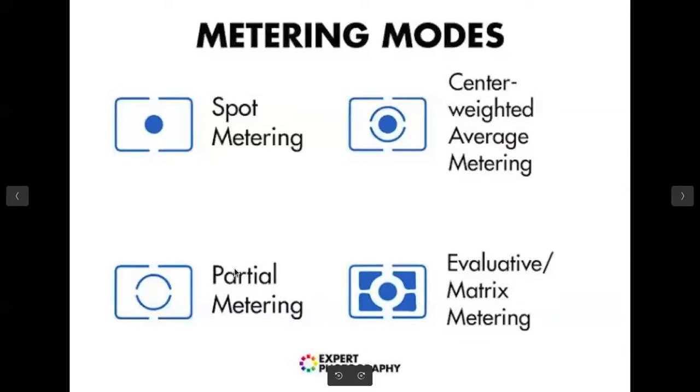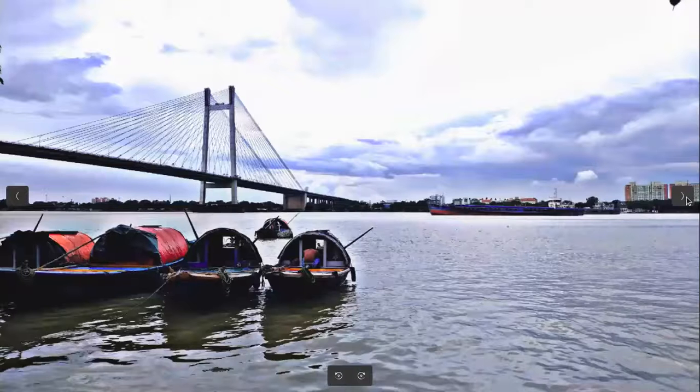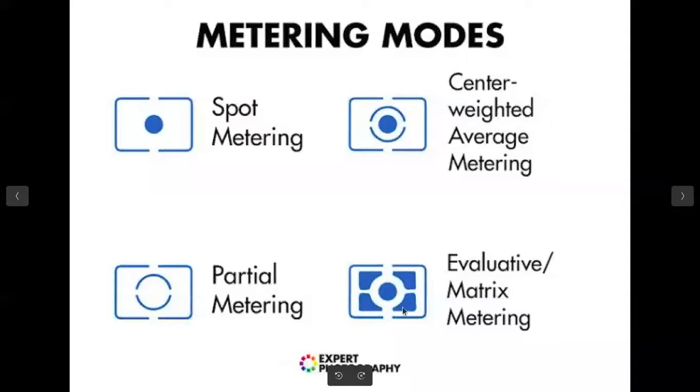And partial metering we will be discussing a bit later, maybe after 5-10 minutes. So we have discussed these different types of metering modes: evaluative, where all the points will be considered; spot, where only a single point will be considered; and center weighted, where the center of the frame will be given more importance, but the whole frame will also be considered, right?